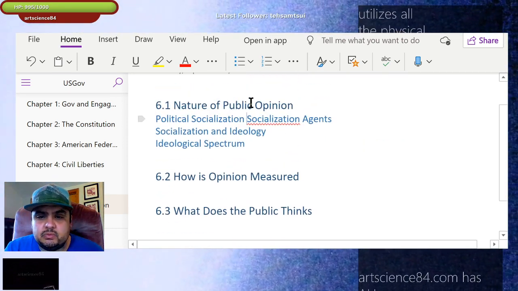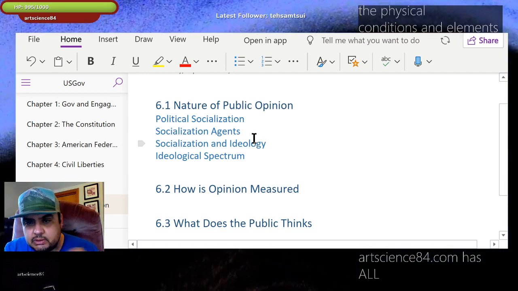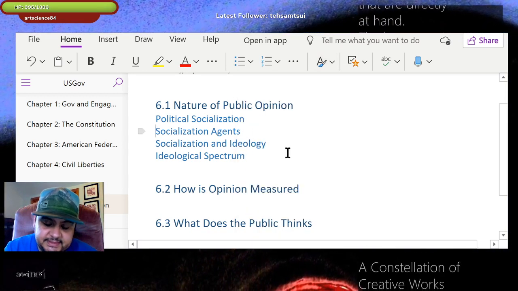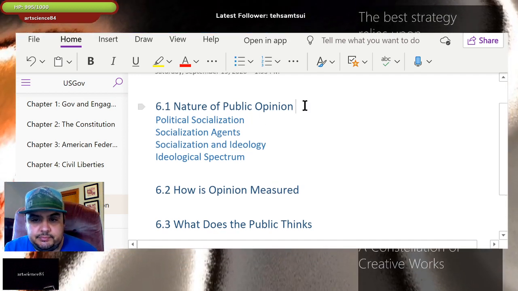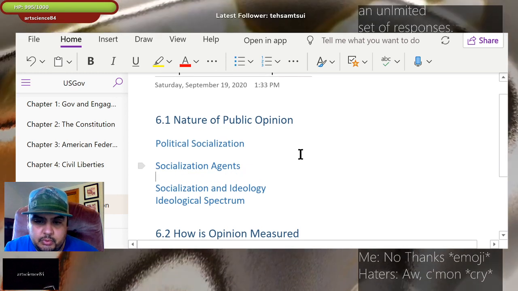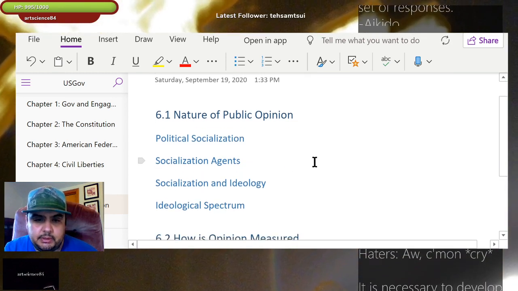And I'm doing all this on one line just so I don't have to highlight and click and change it to a heading. I want these all to be the same heading. So that's the thought process behind typing it out that way.